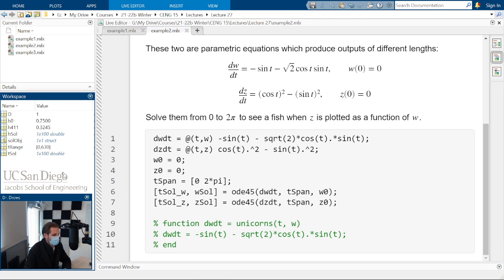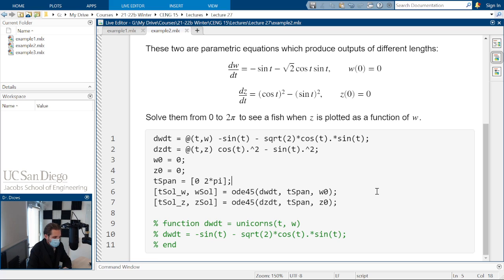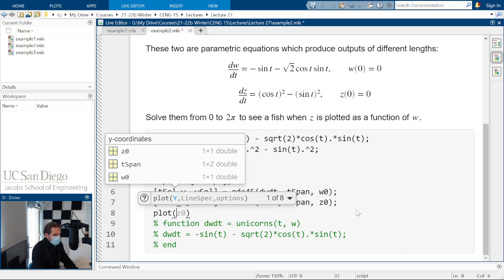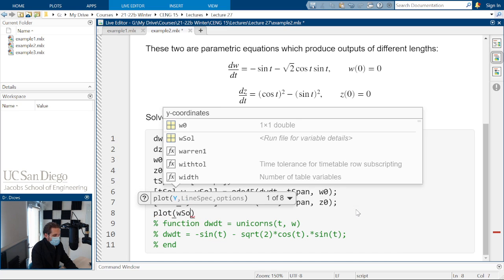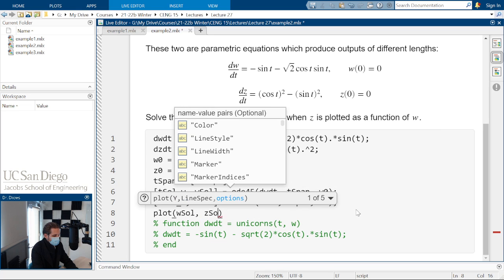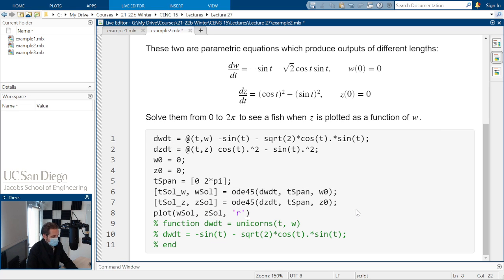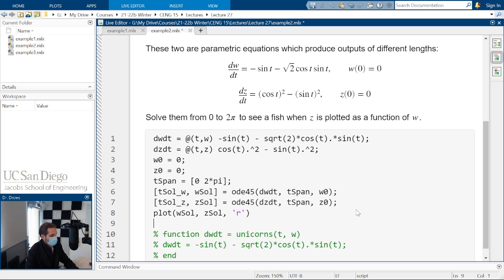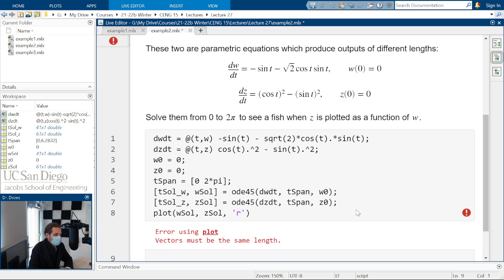I'm also going to clear my workspace just so that we don't have to look at anything else right now. We're not going to do the plot just yet. In fact, well, let's do the plot. If we wanted to plot z as a function of w, we would say plot w sol here and z sol here. And we'll just make it red. If I try to plot that, I get an error. It says the vectors have to be of the same length.